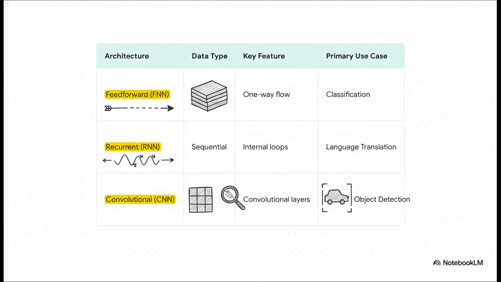So, let's put it all together in a quick cheat sheet. If you've got static, tabular data, think spreadsheets, a feed-forward network is your bread and butter. Got data that happens over time, like language or stock prices, you need the memory of a recurrent network. And if you're looking at pictures, videos, or anything grid-like, the pattern-finding power of a convolutional network is, without a doubt, the way to go.